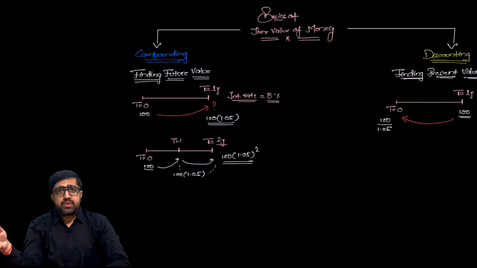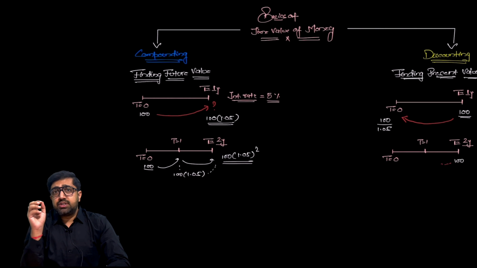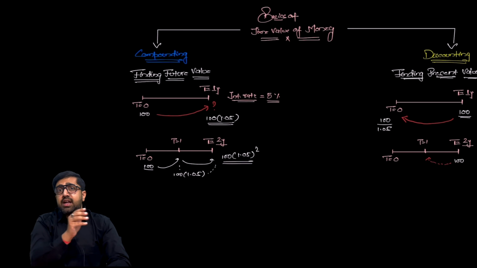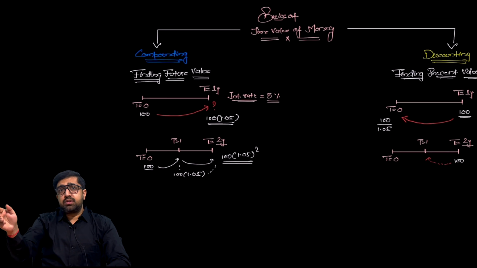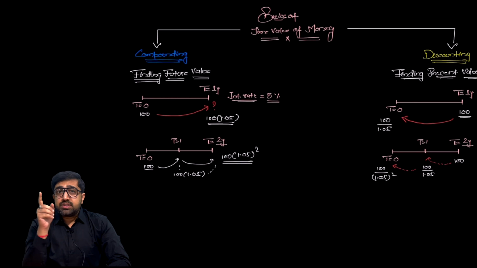Similarly, if I reverse the question, then the maths will reverse again. If I ask the question that 100 is outstanding after 2 years, then what would be the value of 100 today? You would first discount that 100 to the first year, and then you will again discount that by 1.05 to t equal to 0, and you will receive 100 upon 1.05 raised to the power 2, right?